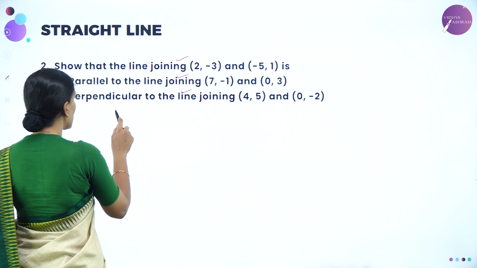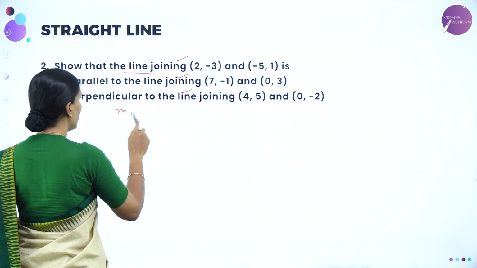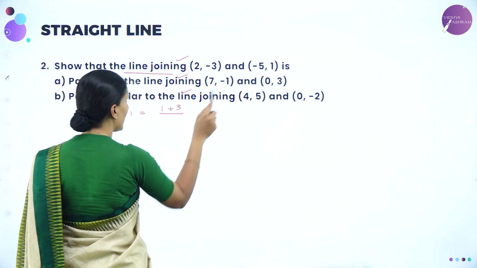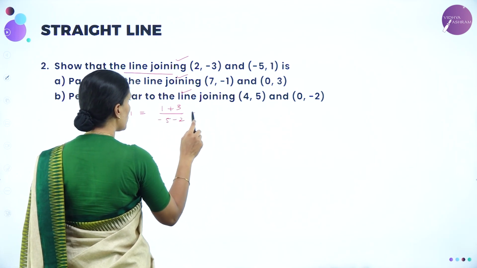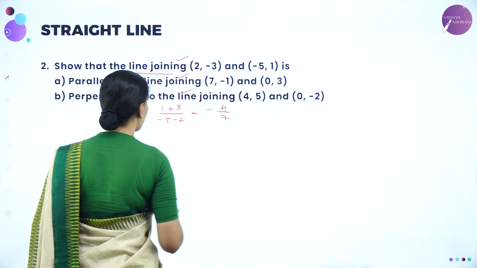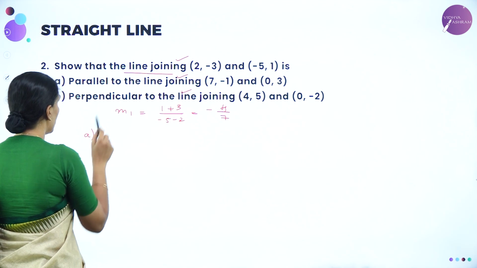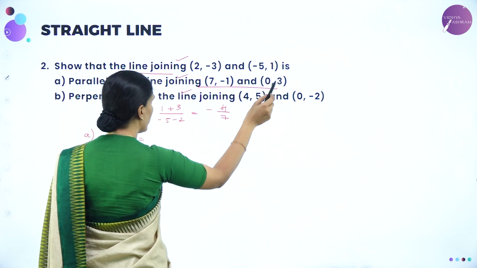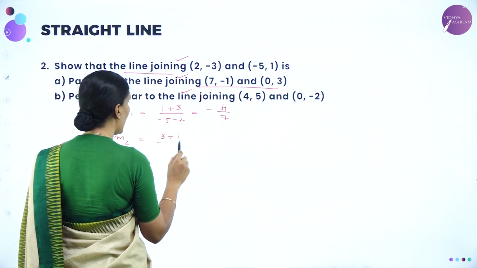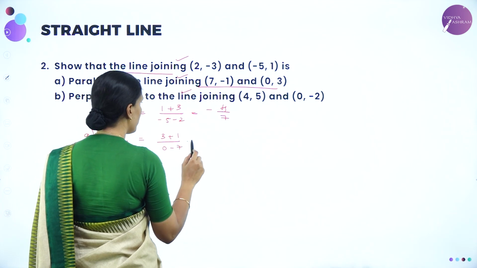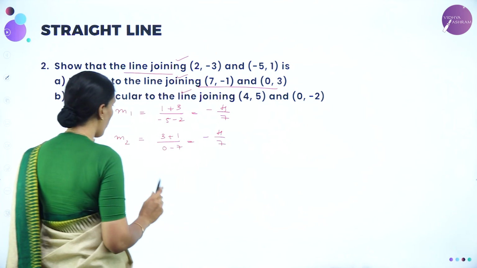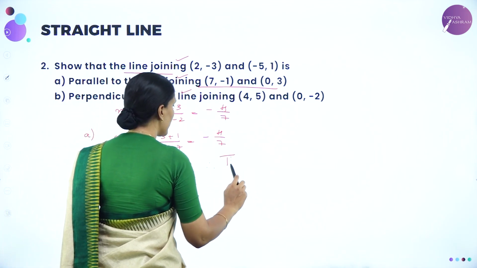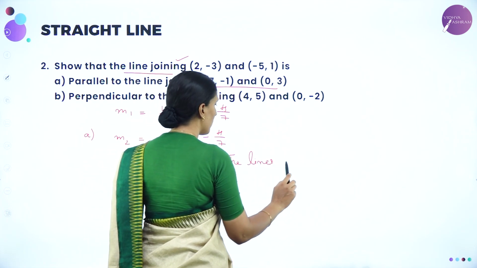Now let us calculate the slope M1 of the line L1 joining these 2 points. Obviously it is (1 minus of -3), that is 1 plus 3, divided by (-5 minus 2), which is equal to -4/7. Next let me consider this as M2. Find the slope: 3 minus of -1 is plus, next 0 minus 7, which is equal to -4/7. So obviously here M1 is equal to M2. Therefore the lines are parallel.